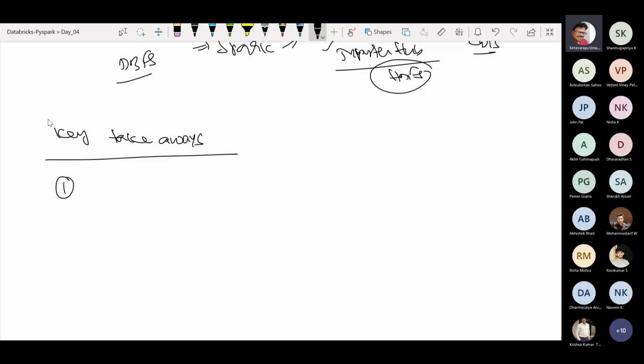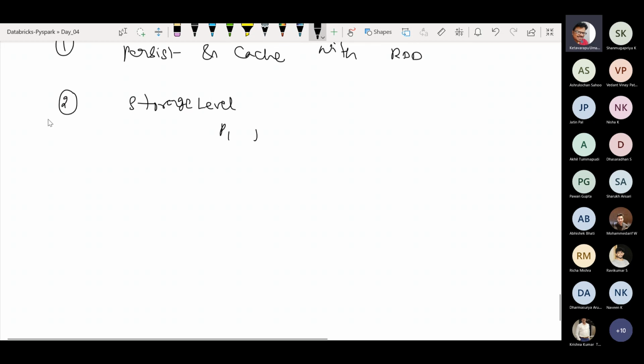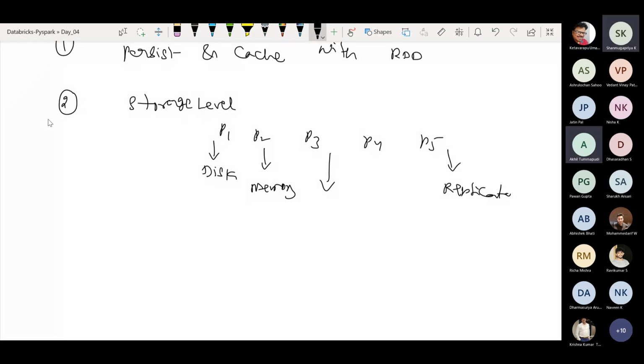Very first point, we started with the persist and cache mechanism with RDD that we have seen. The second point we observed is storage level, and this storage level has 5 parameters: 1, 2, 3, 4, 5. Parameter 1 refers to the disk, parameter 2 refers to the memory. Parameter 3, guys, can someone help me? It refers to use of off-heap. Off-heap memory. Very good. And the last is deserialized.